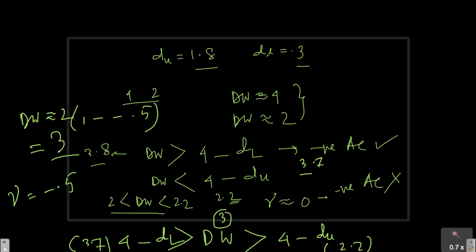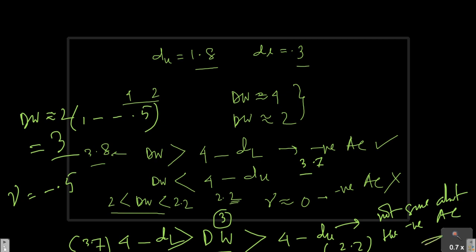So if dw is equal to 3, I will not be able to be very certain about the presence of negative autocorrelation. Of course, the dw and dl will vary, so the range the dw can take can vary, but that's essentially the idea. So in this case, we will say we are undecisive. We're not sure about the negative autocorrelation.